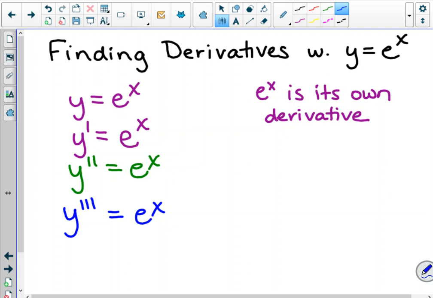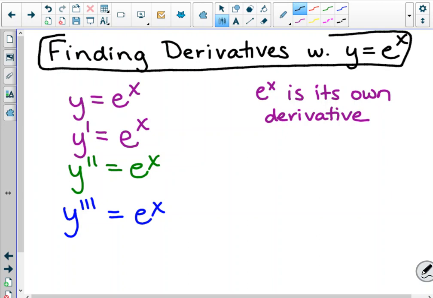E to the x, elephants all the way down. The derivative of e to the x is e to the x. The derivative of that is e to the x. The derivative of that is e to the x. So, very different initially from a polynomial. X squared, derivative, 2x. We change things. E to the x, derivative, e to the x.